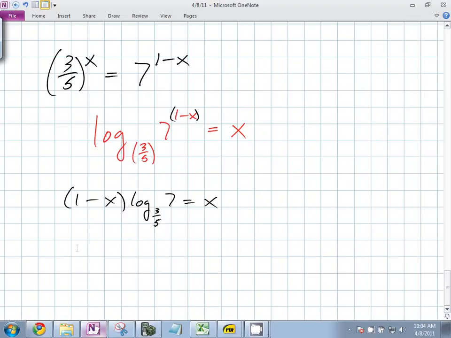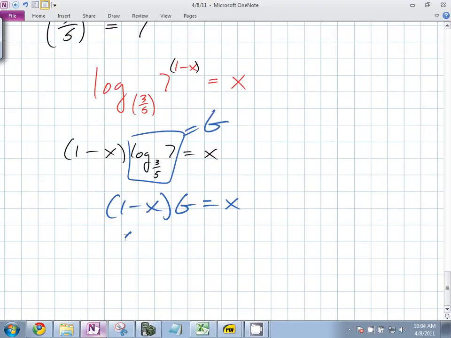Distribute. Log base 3/5. Let's actually just simplify this a little bit. Let's just say this right here, let's call this r. It's just a number. I don't like r. Let's use g. So what do you have? 1 minus x times g is equal to x. So g minus what? gx is equal to x. So g is equal to x plus gx.